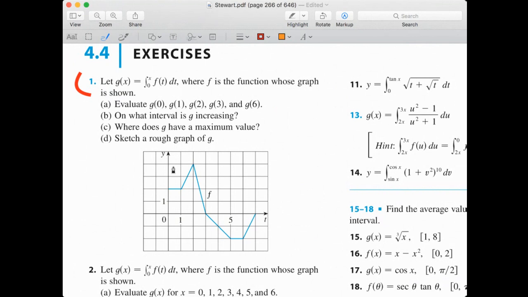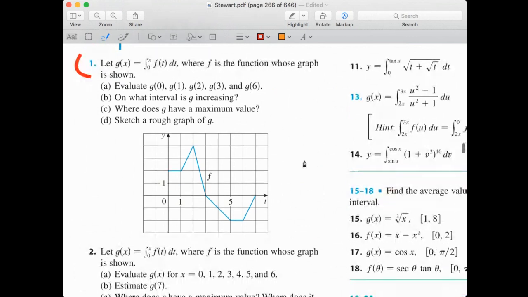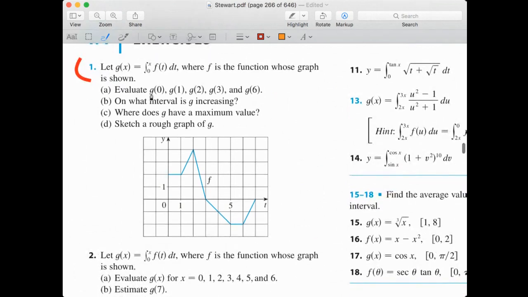So we're given this function. Then let's evaluate g of 0, g of 1, g of 2, g of 3, g of 6. So I'm going to do it with you guys. So g of 0. Substitute 0 into this, so x is 0. The upper limit and lower limit equal each other. That's just 0. So what's the area at this point? 0, because a point does not have area mathematically. That's how we define it.